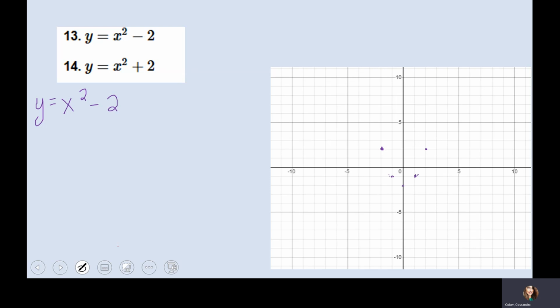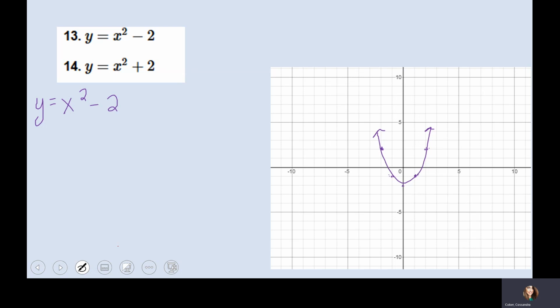So when you plug in, you're just going to connect those points. Notice that this graph has been translated. How? It's been moved down 2 places. So of course, number 14, where you see x squared plus 2, how do you think that graph is going to be translated? It's going to move up 2 places.